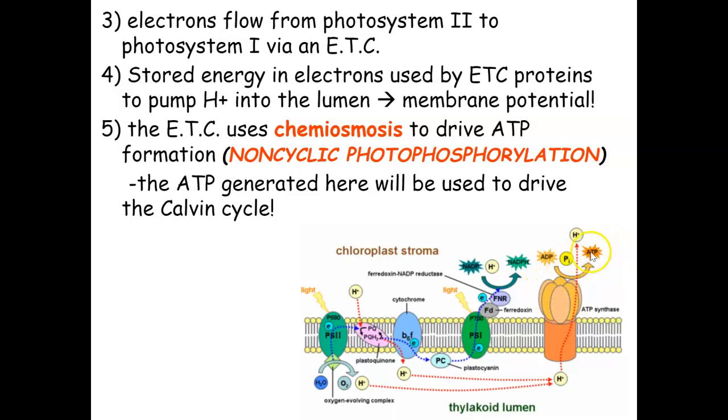This ATP will be used in the stroma to power the Calvin cycle. This is often called non-cyclic photophosphorylation because it's occurring during non-cyclic electron flow, and light energy ultimately helped to drive this process of phosphorylation of ADPs into ATPs. We'll pick up right back here on a future slide.